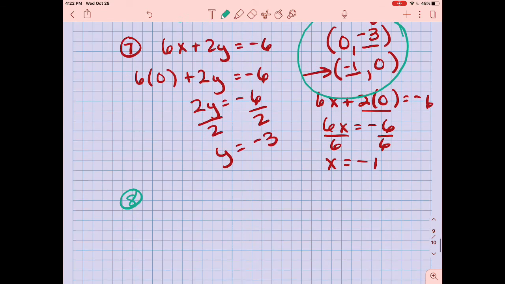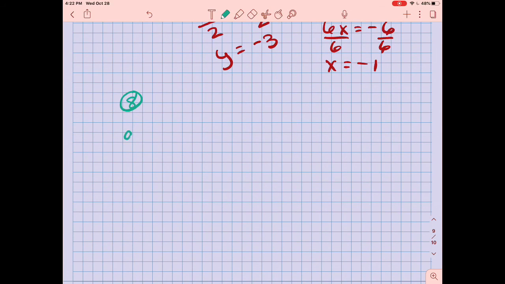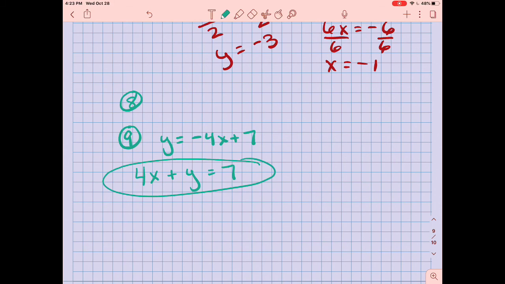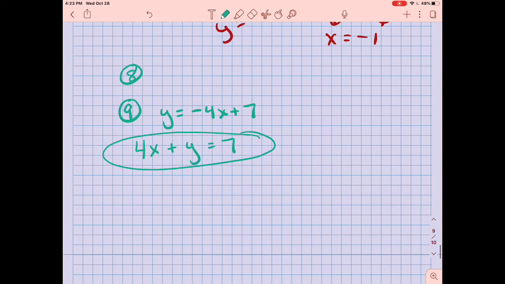And number 9 talks about linear. Is something linear? And so if I have y equals negative 4x plus 7, it is going to be linear because x and y don't have any exponents or any other crazy stuff going on. There's no x times y. If I want to put this in standard form, it's going to be like this: 4x plus y equals 7. Can you see that I added 4x to both sides? So that's the ax plus by equals c form.